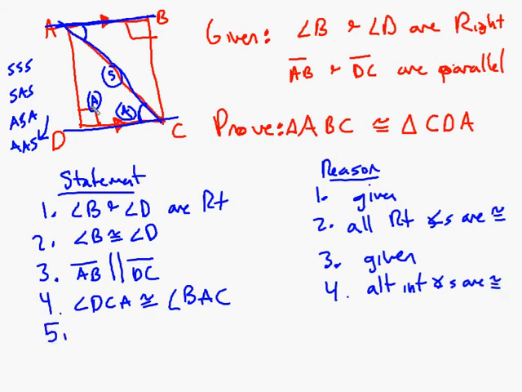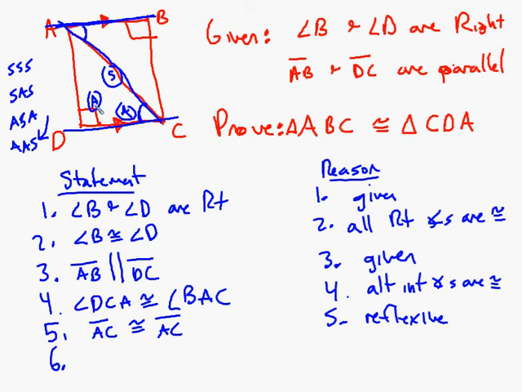Now I have an angle, but I'm missing a side. How can I get that side? AC is a transversal, but that doesn't help me. They share the same side. So segment AC is congruent to segment AC, by the reflexive property. Or if you forget that word, something equals itself.